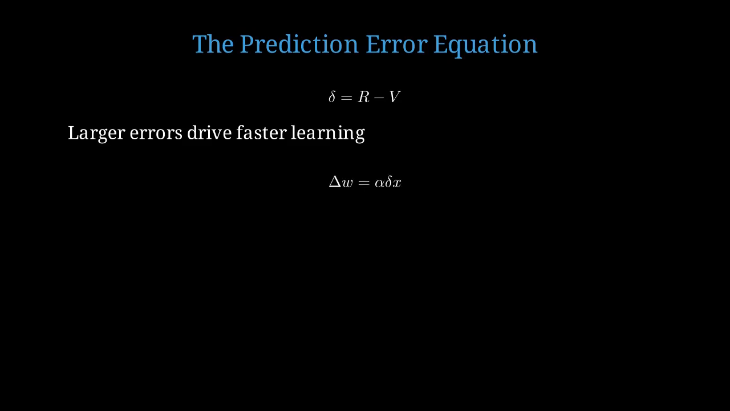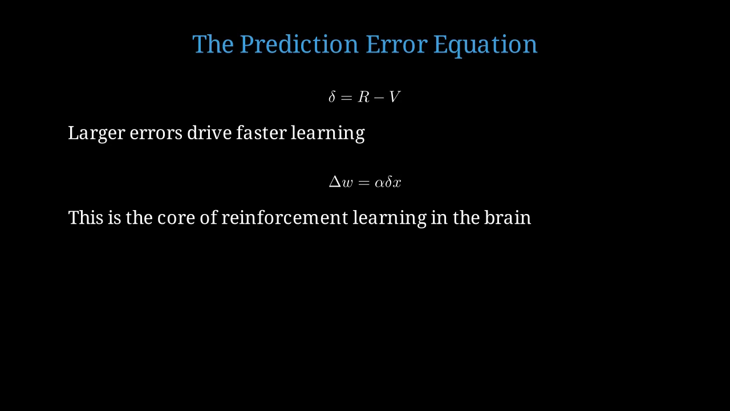The weight change delta W equals alpha times delta times X. Alpha is the learning rate, delta is the error, and X is the input signal. This equation is at the heart of reinforcement learning in both artificial neural networks and biological brains. The brain literally rewires itself in proportion to the error it detects.